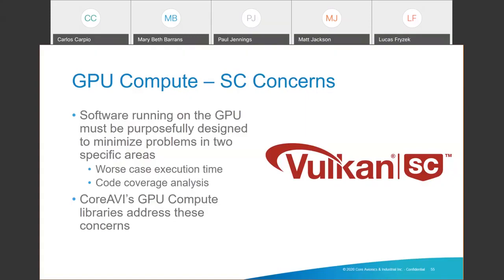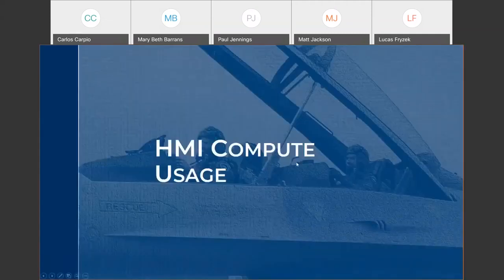One thing I'll take note of here, and I'll go into it towards the end of the presentation, is that Core AVI does provide a number of GPU compute libraries that actually implement the shaders ourselves. So we worry about worst case execution time and code coverage analysis and that type of thing, so that our customers don't have to. That being said, I will hand it back now to Matt to wrap up the HMI compute usage.